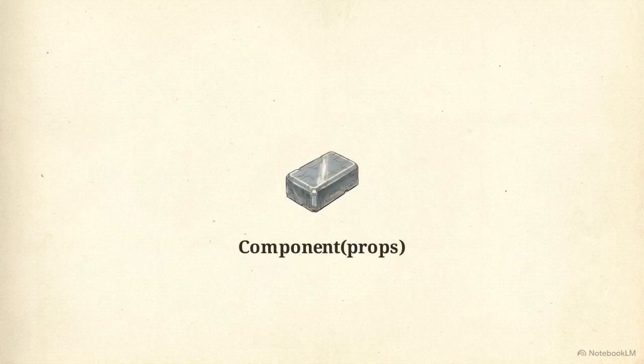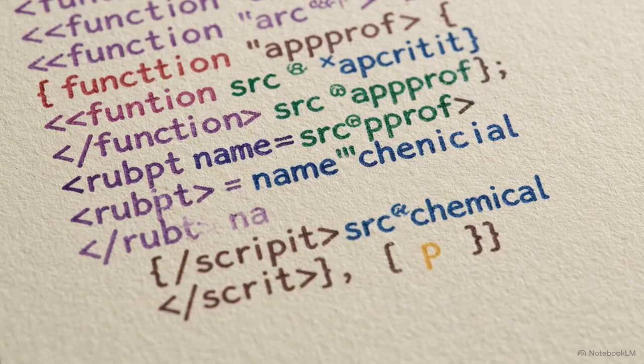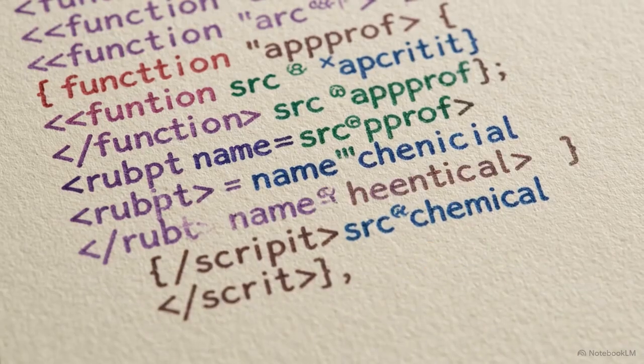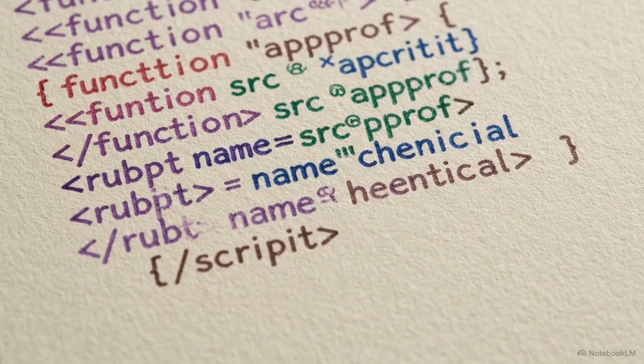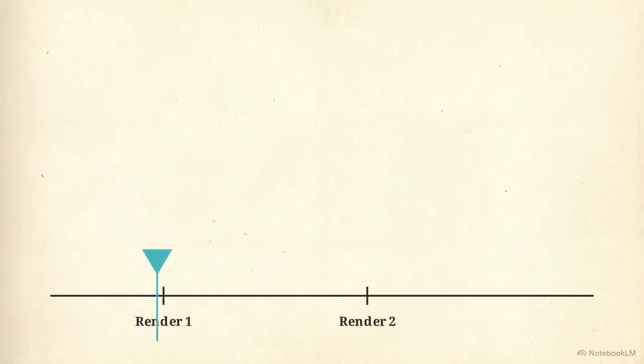A functional React component is a standard JavaScript function that takes in properties and returns user interface code. It operates within a temporary local execution context. Once the function returns its UI, the JavaScript garbage collector destroys any local variables. This presents a problem for state.